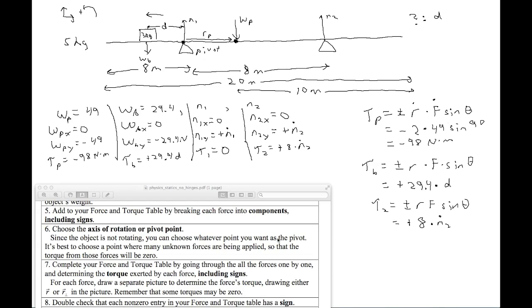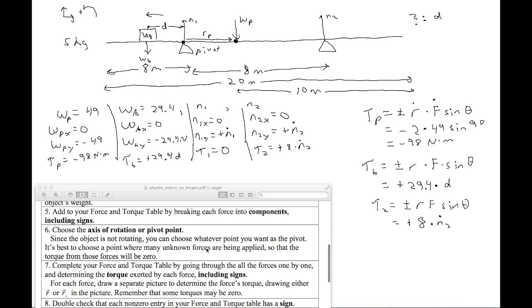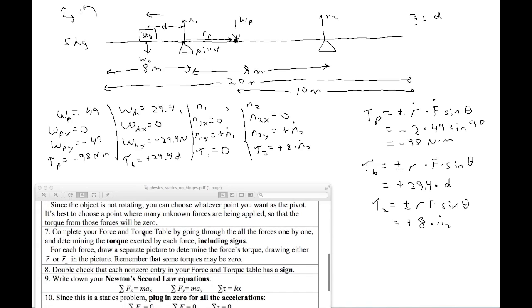Okay, so that's one of the hardest parts right there. You really want to take your time and make sure you get the force and torque table correctly. Hopefully we didn't make any mistakes there. So double check that each entry has a sign. I think we got that right. Now we write down our Newton's second law equations.